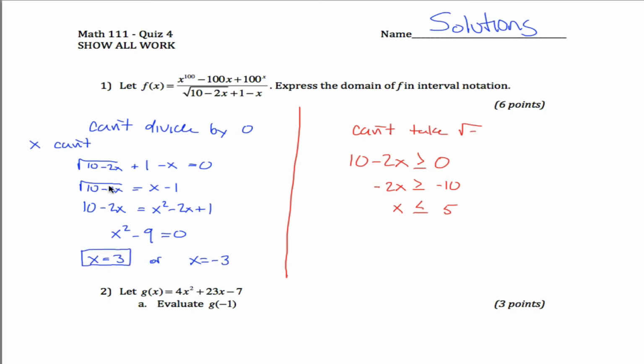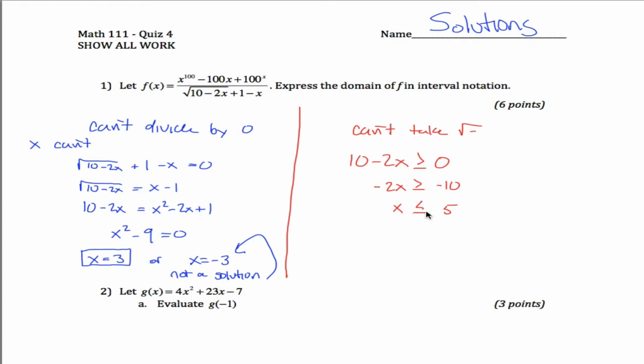What about negative 3? Well, if x is negative 3, I get 10 minus negative 6, in other words, 10 plus 6. That's 16. Square root of 16 is 4. Plus 1 is 5. 5 minus negative 3 is 5 plus 3, which is 8, not 0. So this is not a solution. So the only solution is 3. And now remember what you were solving. You were trying to find the numbers that made you divide by 0. So I don't want 3 in the domain.